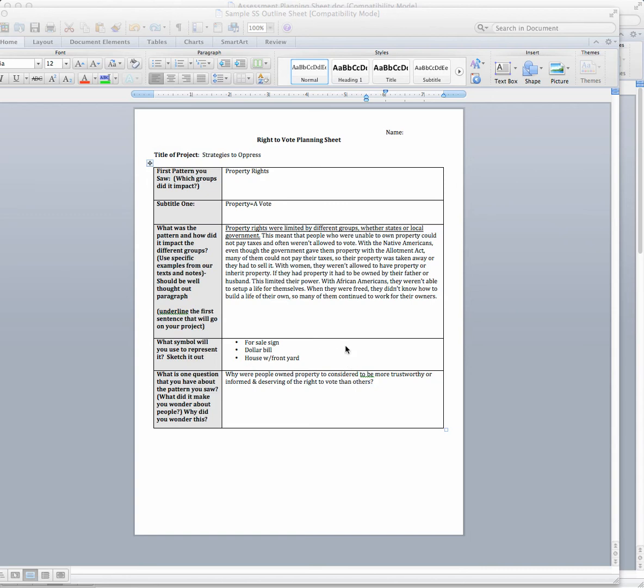The student should sketch it because this is the computer. I didn't sketch it out on it, but they should have a sketch here. And then as far as the question goes, based on what they wrote up here in their description, what are they still wondering? And after my description, I was wondering, why were people who owned property considered to be more trustworthy and informed than those who didn't? So this should reflect the synthesis of ideas and a reflection upon what they still are wondering about.